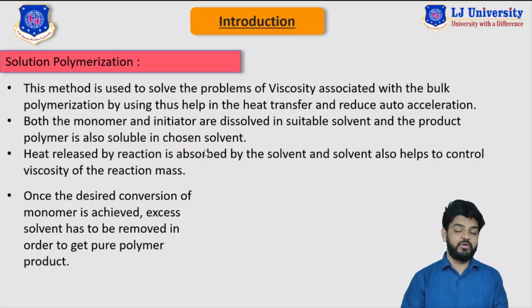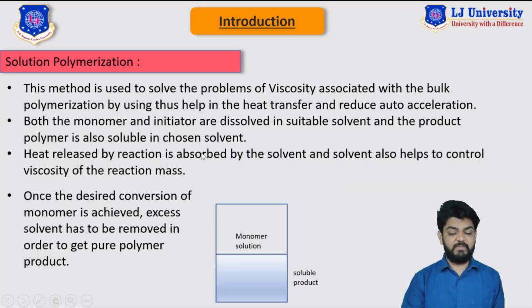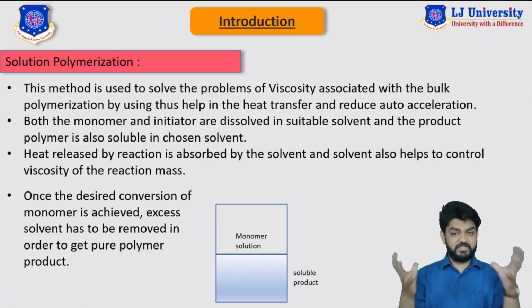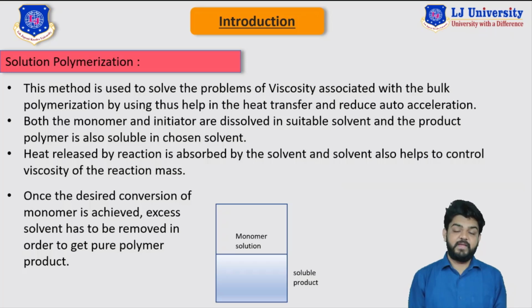So now you can see in this image that I have taken one tank inside which I have dissolved my monomer and initiator in a suitable solvent, right? Let's suppose water is the suitable solvent. Then my monomer and initiator both need to be soluble in this water. Then I will get a homogeneous kind of solution, as you can see on the screen. This is the main reason why we refer to the solution polymerization technique as the homogeneous polymerization technique.